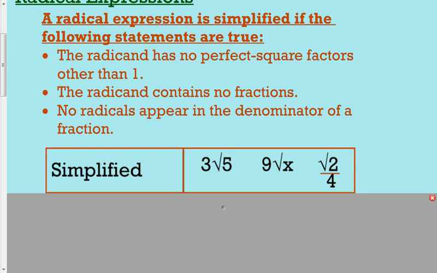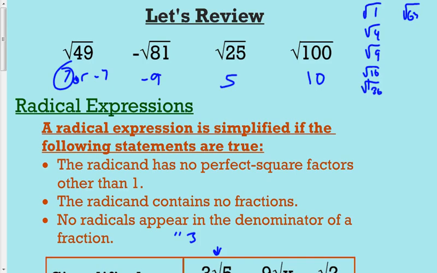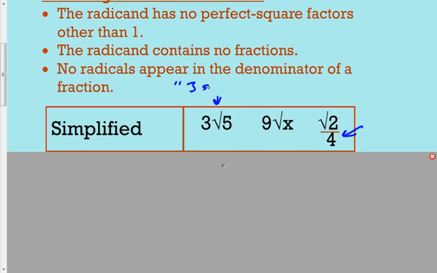So, we can have this as a fraction because there's no radical in the denominator. 3 times the square root of 5. You say that as 3 square roots of 5. I'm gonna put that up here, just so you know how to say it. Three square roots of 5 is how it's pronounced very often. You can say it's 3 times the square root of 5. This would be 9 square roots of x, and the square root of 2 over 4.